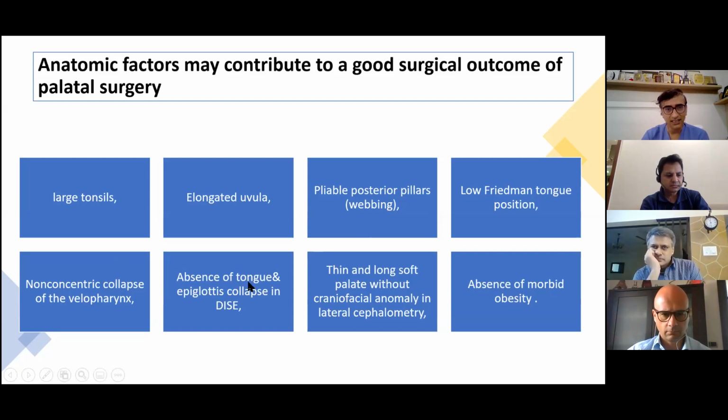Absence of tongue and epiglottic collapse on DISE is a good prognostic factor for palatal surgery. A thin, long soft palate without craniofacial anomalies on lateral cephalometry is a good case for palatal surgery. And obviously, if you have morbid obesity, you shouldn't be doing any kind of palatal surgery.